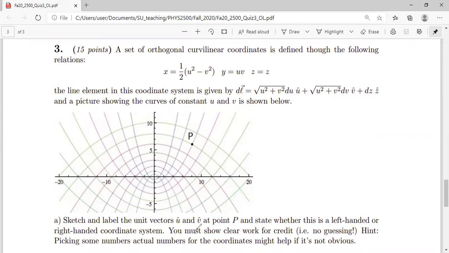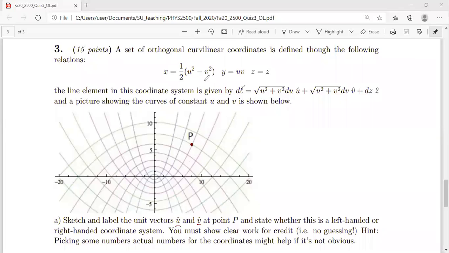I want to know where the unit vectors u and v are. So the unit vectors u and v are the vectors that tell you in what direction does u increase and v increase. And honestly, I don't have to be too precise about this because, for instance, these curves don't look too exotic. So let me just pick some point in the first quadrant.